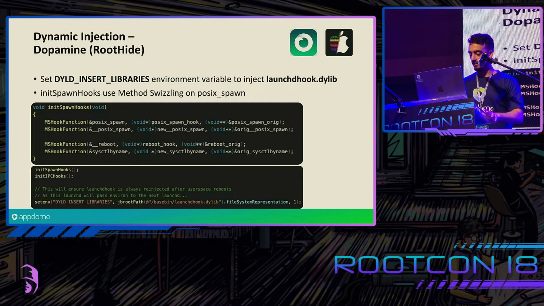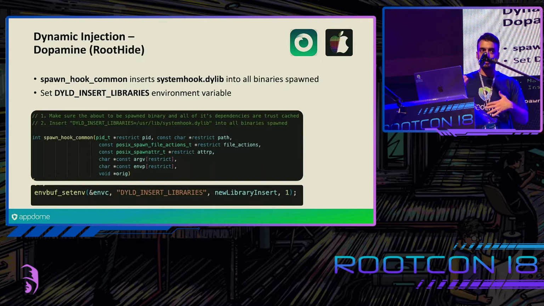So if we dive into the spawn hook method, we go to the spawn hook common, which inserts the systemhook dylib into all binaries spawned, using the same technique, the same dynamic injection with DYLD_INSERT_LIBRARIES. So that's how it is done in Dopamine roothide.